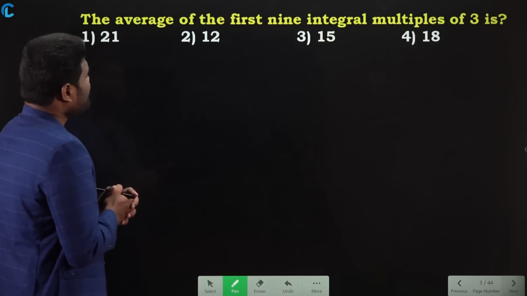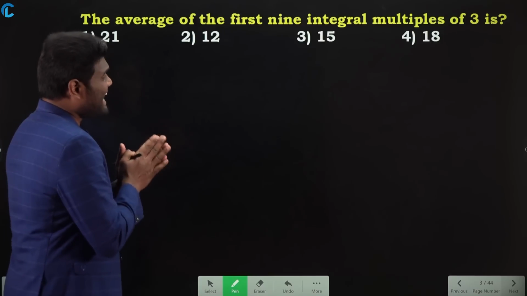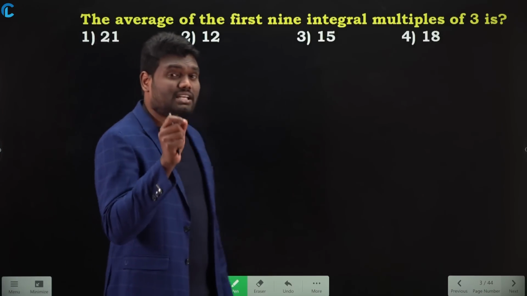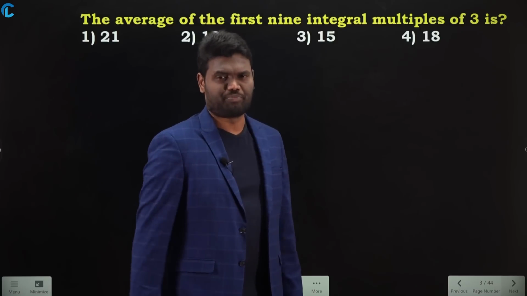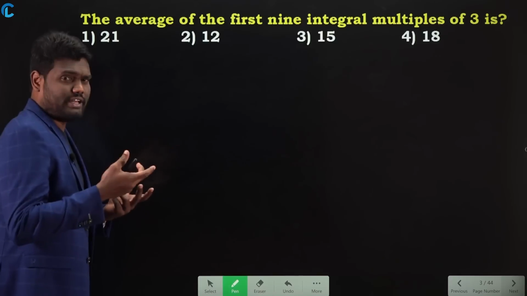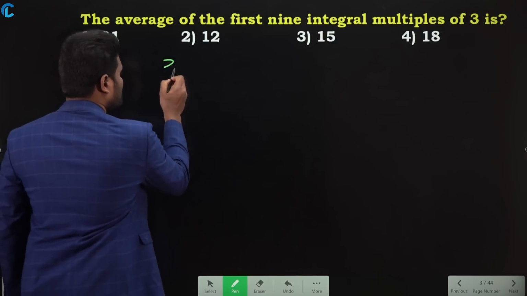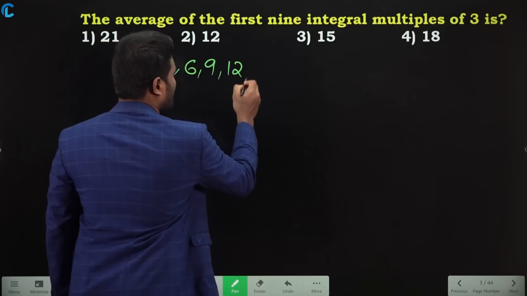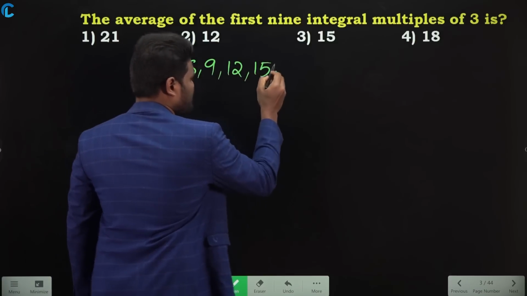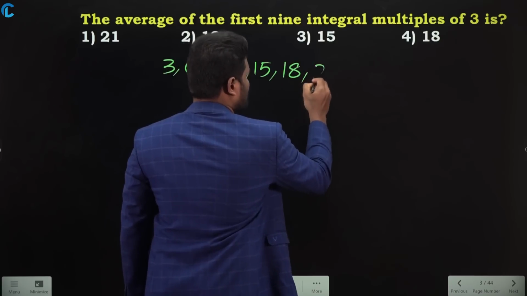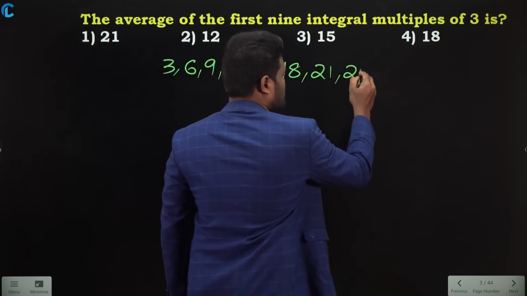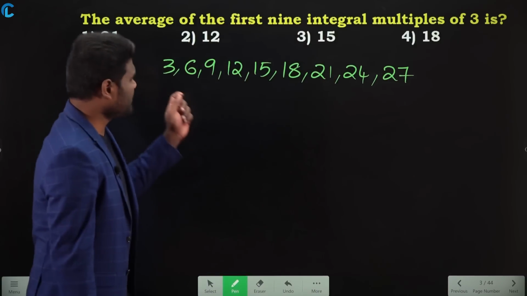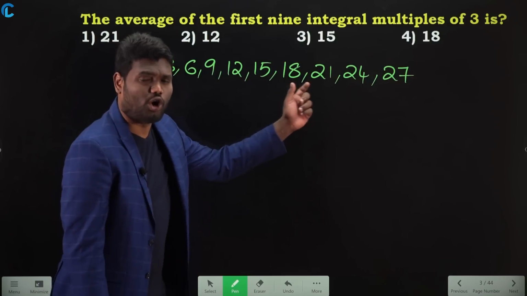Next one, the average of the first 9 integral multiples of 3. So we are asked to find the first 9 integral multiples of 3. Look here, what are the multiples of 3? Multiples of 3 are nothing but 3, 6, 9, 12, 15, 18, 21, 24, 27. Yes or no? These are nothing but the first 9 multiples of 3.